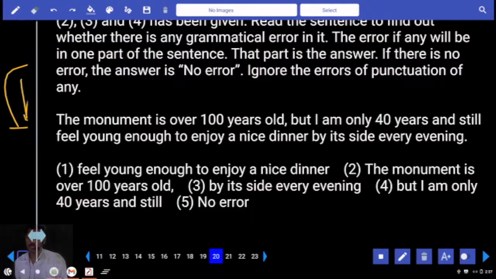The monument is over 100 years old, but I am only 40 years and still I feel young enough to enjoy a nice dinner by its side every evening. Answer. Either 40 years old or simply 40. I am 40 or I am 40 years old. We need to tell like that. She is 21 or she is 21 years old. Error is in the second part. Second part only? Sorry, 4.